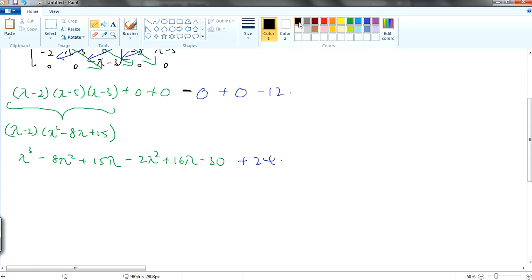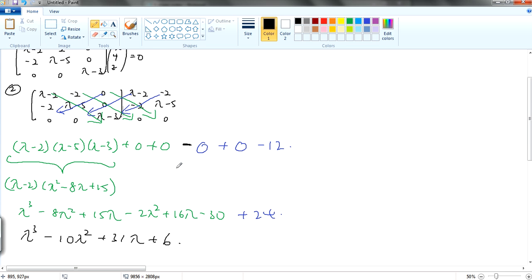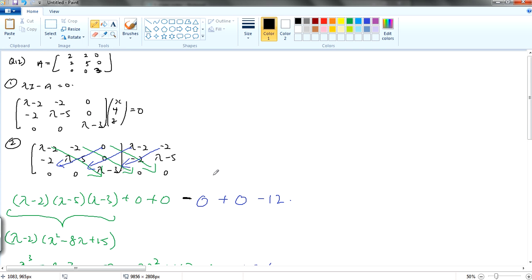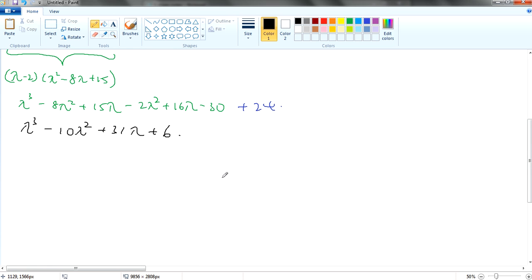So therefore, what do we have? We have lambda cubed minus 8 lambda squared minus 2, minus 10 lambda squared, 15 lambda, 31 lambda, and then minus 30 plus 24, we have plus 6. I have a feeling that I'm going to be wrong, but let's continue first and see whether I am really wrong.